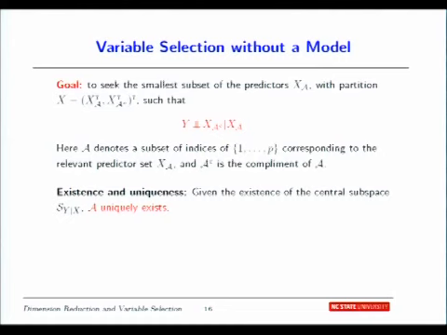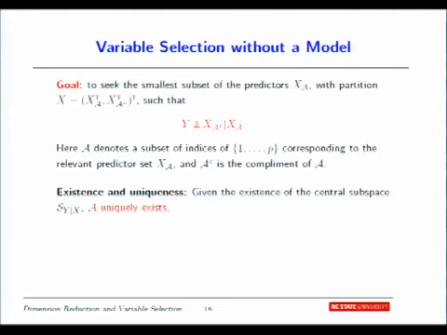I want to find the smallest subset of the predictors, which I call x subset A, such that given x_A, the response y is independent of the rest of the predictors. So I think this is more or less a very intuitive definition in terms of variable selection.